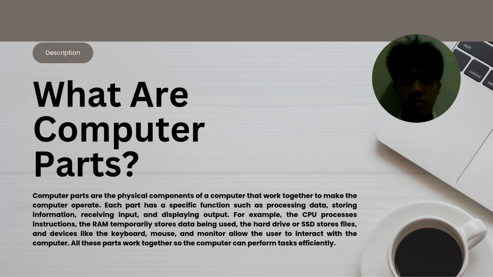Each part has specific functions, such as processing data, storing information, receiving input, and displaying output. For example, the CPU processes instructions, the RAM temporarily stores the data being used, the hard drive or SSD stores files, and devices like the keyboard, mouse, and monitor allow the user to interact with the computer. All these parts work together so the computer can perform tasks efficiently.